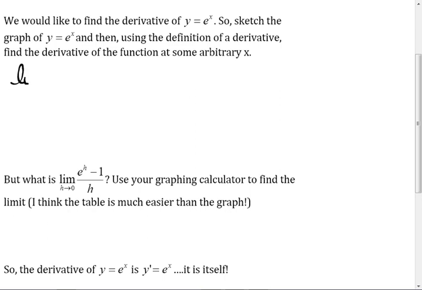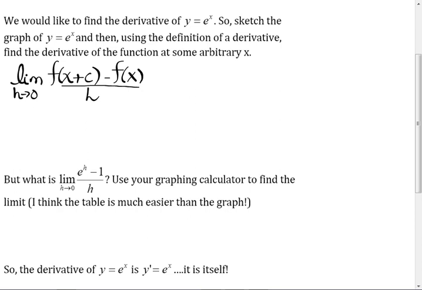Remember the definition of a derivative, because a derivative is nothing more than what? It's the slope between 2 points on a secant line, and you drag one point so close that you get the slope of a tangent line. And that's all that is: slope.